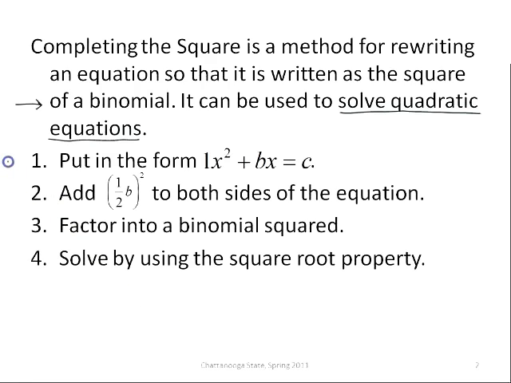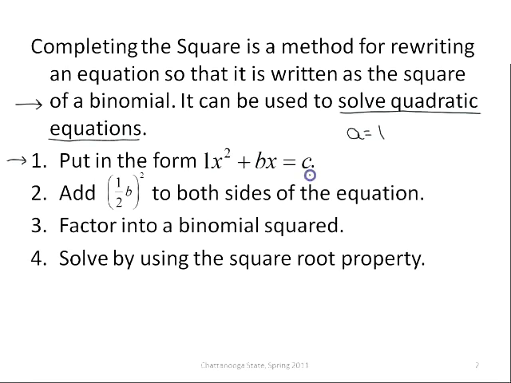The first step is to write the equation in the form 1x squared plus bx equals c. This isn't quite what we're used to in our standard form. We have to make sure that our a is 1. So if we do have a coefficient in front of x squared, we have to divide by that. And we also have to make sure that our constant term is on the other side of the equation.